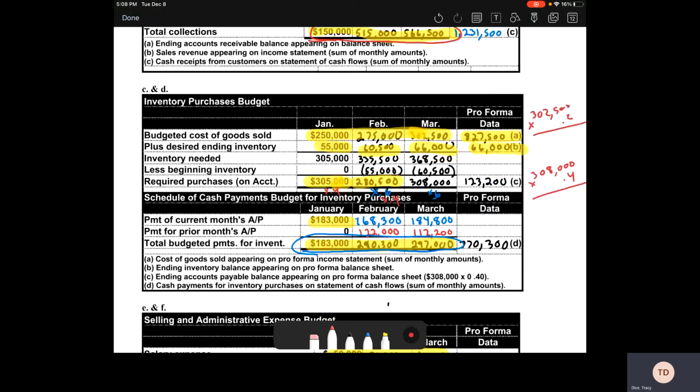So what do we still owe? Well, here's our required purchases on account. We still owe that 40%. So this part C, the 123,200.